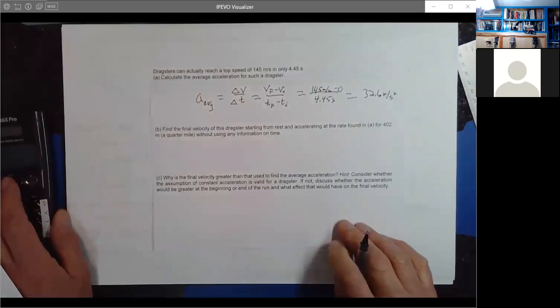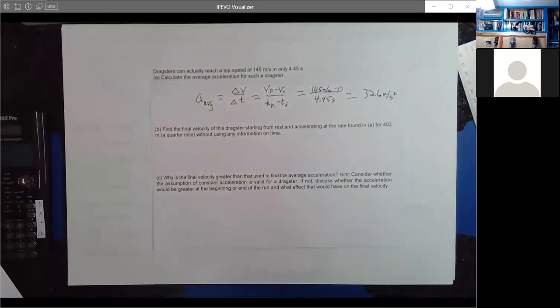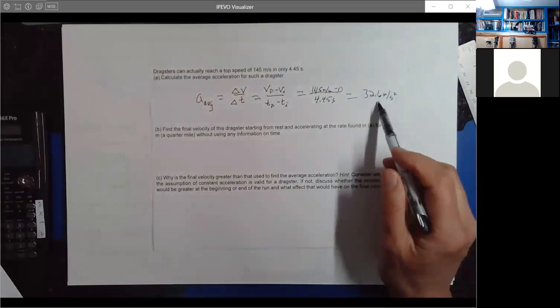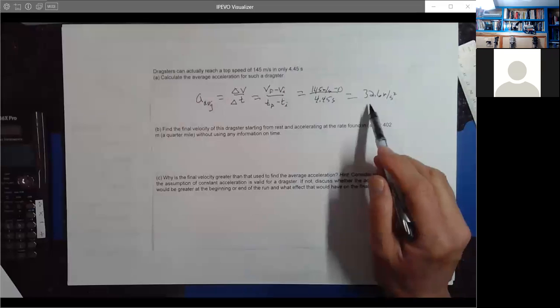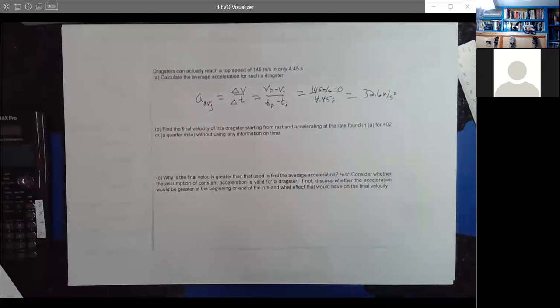A little bit later in the quarter, we'll study friction, and there has to be a lot of friction between the tires of the dragster and the drag strip in order to produce an acceleration that big. That's actually 3 times the acceleration due to gravity. You would definitely feel that. You'd be pinned back against the chair. So that's pretty amazing.